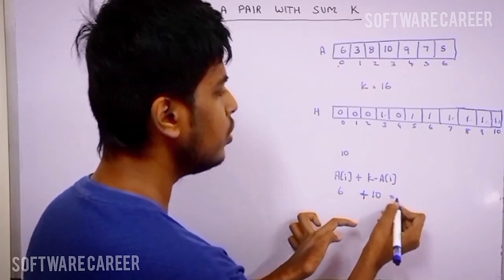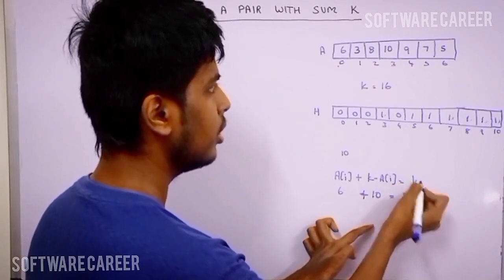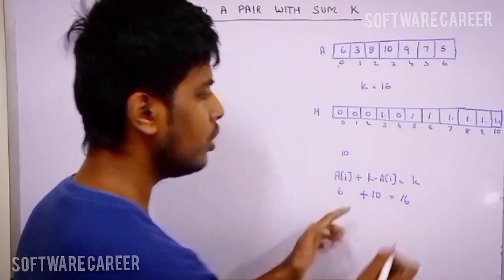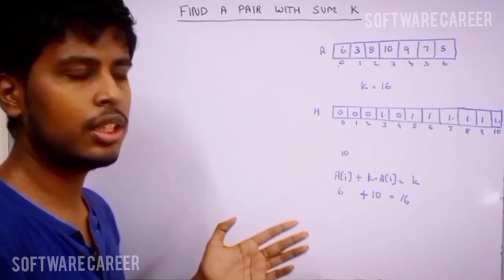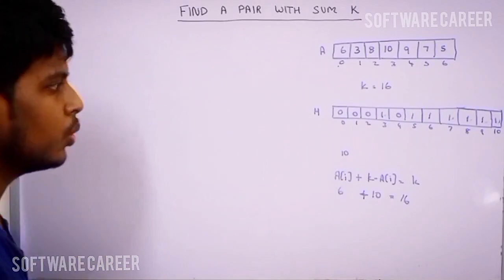6 plus 10 equals K. What is K? It is 16. So it gives a pair. This is how you should find the pair, this is the efficient method. Now I'll write the code, let's see.